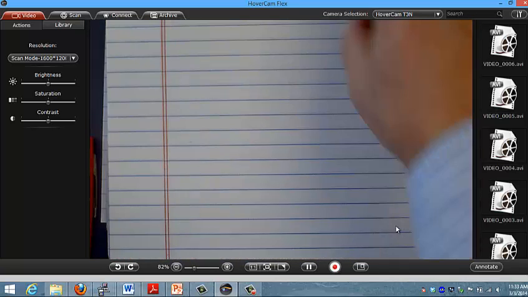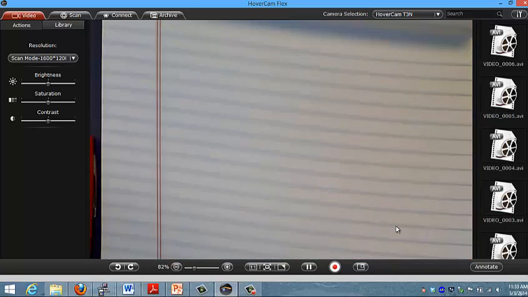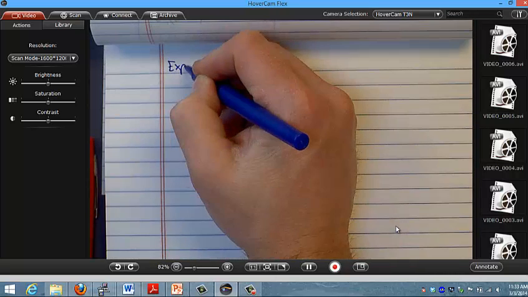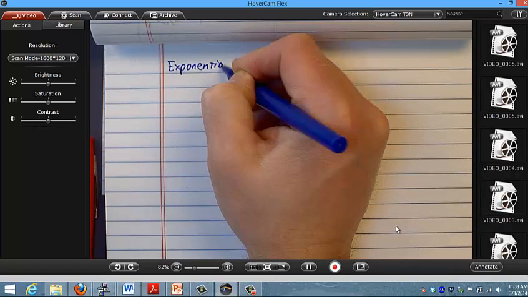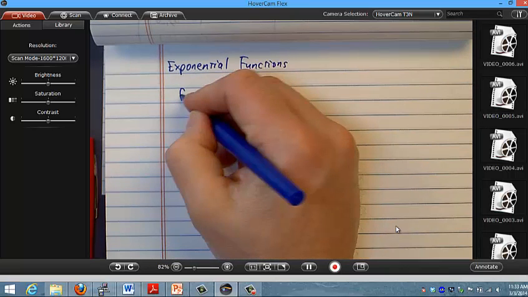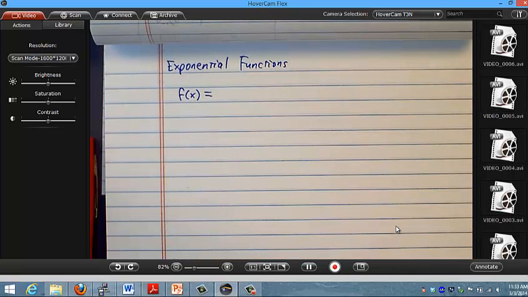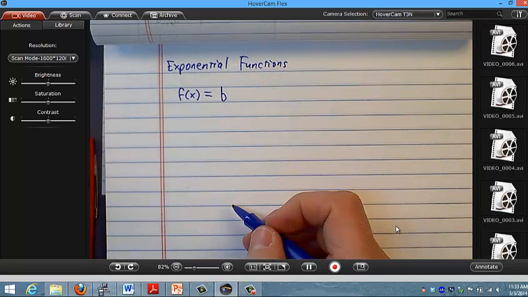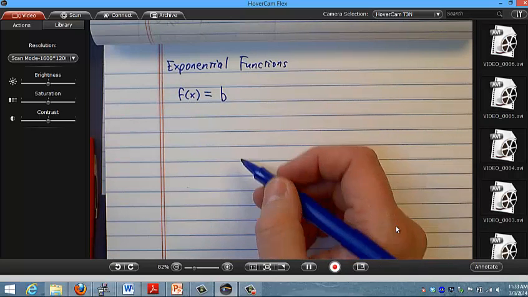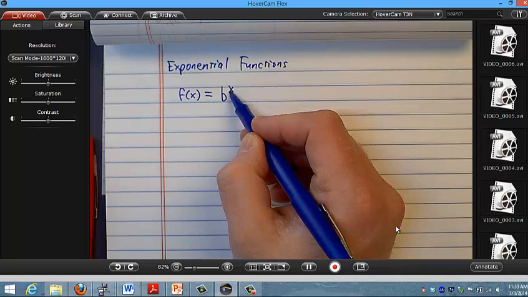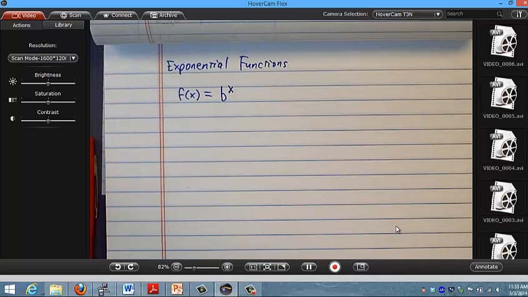So, what kind of functions have we been studying? We've been studying exponential functions. What do they look like? F of x equals, I've been using the letter B, which stands for what? That's the base. And then what do I do next? To the x power, right? We put an x up in the exponent. That's called an exponential function.